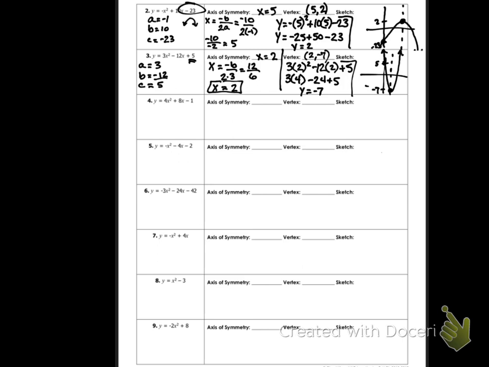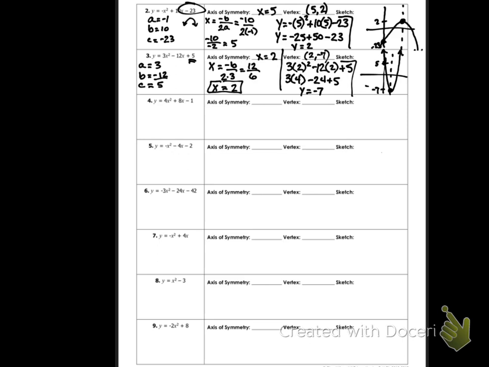What I want you to do is try any 4 problems from the remaining ones, numbers 4 through 9. It could be 4, 5, 6, and 7, or any combination of those. Pick 2 that you don't want to do and try the other 4. I'm going to go ahead and write the a, b, and c values for each of them, so that will help you out.